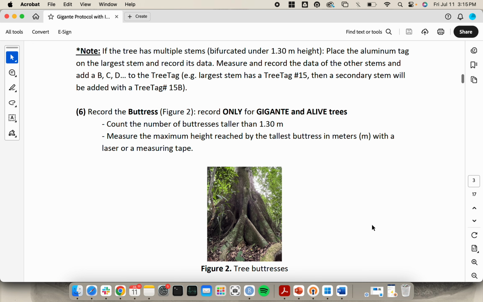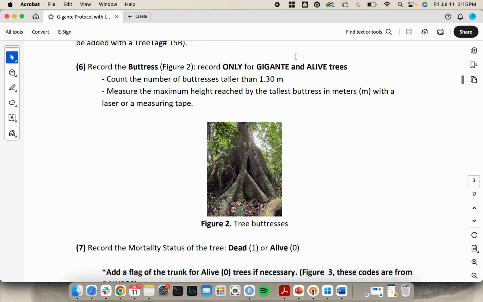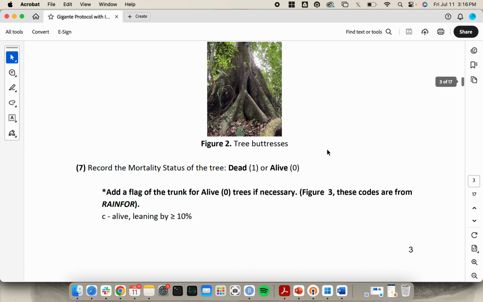So buttresses, remember these are the buttresses, so you only do this for gigante and control trees. You only count the number of buttresses that are higher than 1.3 meters. So let's say this is 1 meter, so you don't count this one, but you will count this one and this one. And then you measure the height of the tallest buttress with the laser.